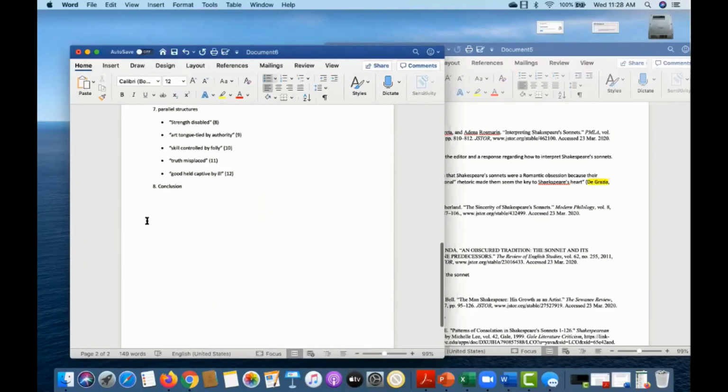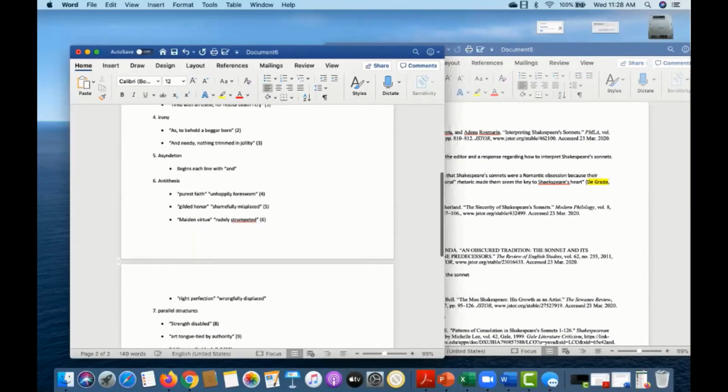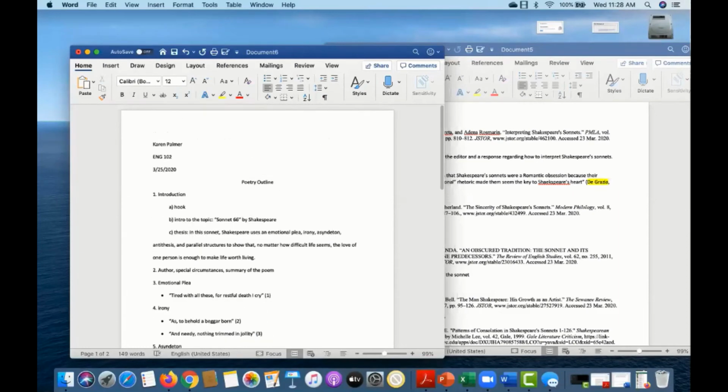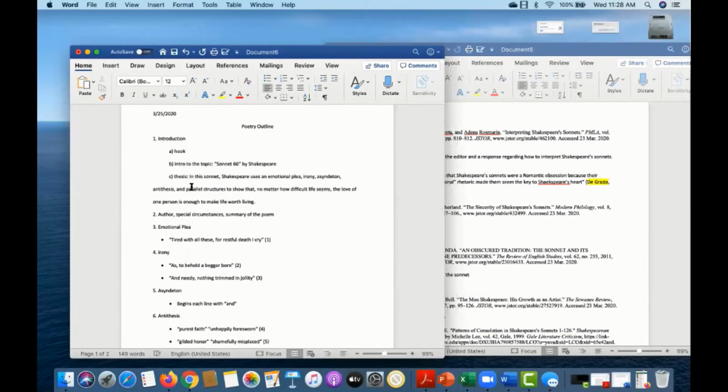The next part of our outline is the works cited page. What I hope you see from this is that the basis of this paper is your own thoughts. It's your own reading of the poem and showing how the elements of poetry create the theme. So your sources are not the foundation of your paper. Your sources support your argument. They do not make up your argument. And that's something you really have to learn for academic writing.